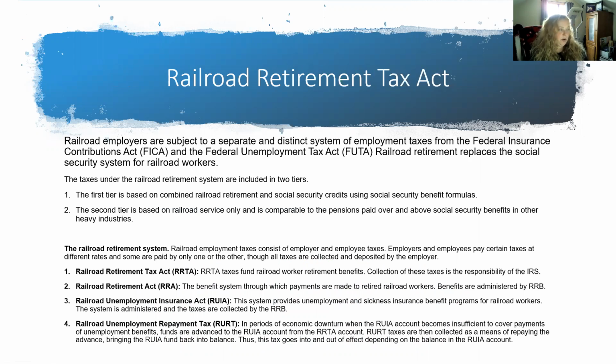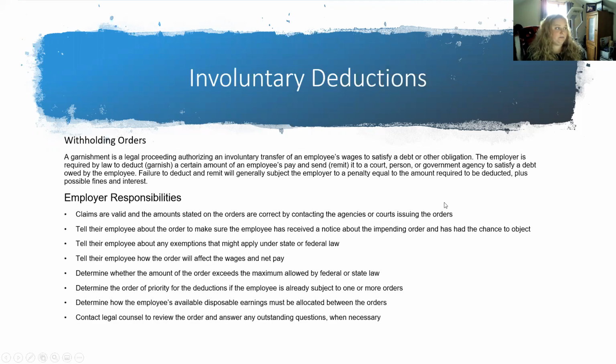Railroad employers are subject to a different and distinct system of employment taxes that are very similar to ours, but they are specific to railroad. So it's the same idea for FICA and for FUTA, except that there's a railroad division of these taxes as well that must be withheld for businesses in that industry.